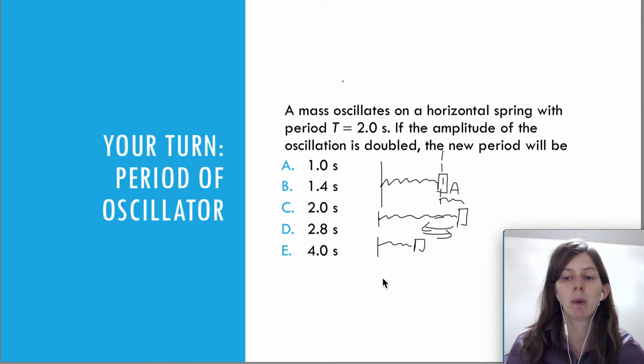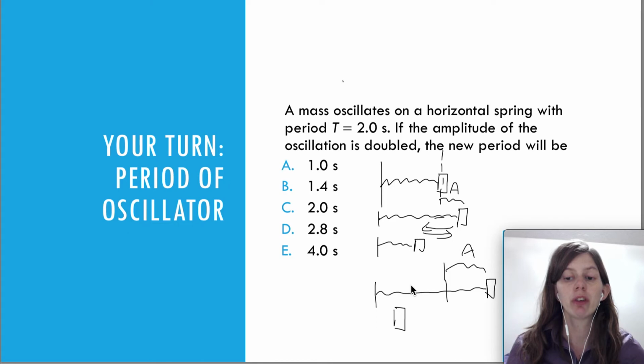Now, what we're saying in this question is that now you're doubling the amplitude. So you stretch it all the way up to here. The amplitude is twice as much. So that means it's going to go back twice as much on the left side as well.